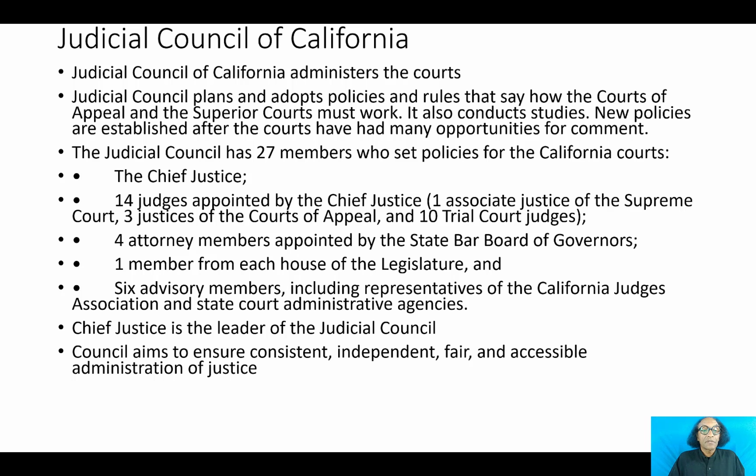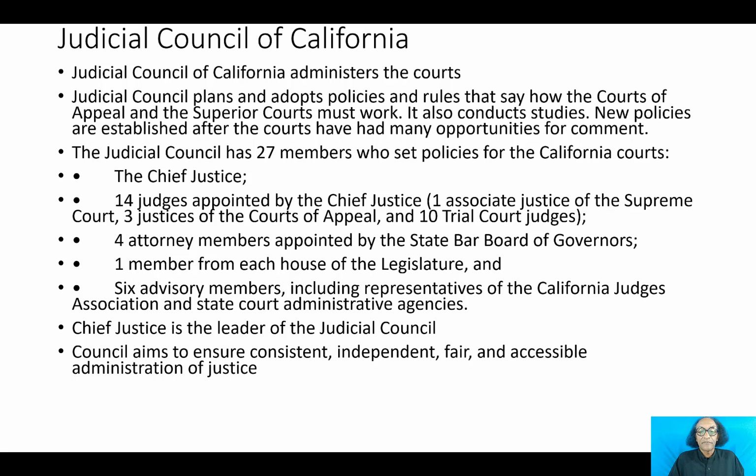Now, the Judicial Council of California is the administrative body that administers the California court system. And the Judicial Council does a whole bunch of things. It plans and adopts policies and rules that govern how the courts of appeal and the superior courts must work. They conduct studies, they establish policies. They do a whole bunch of things to make the courts fair and efficient.